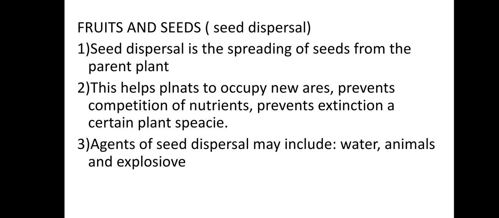The emergence of seed dispersal. What are some of the factors that help in the process of seed dispersal? May include water, animals, and explosive. Explosive, this one is a self method. It does not depend on any other factor.